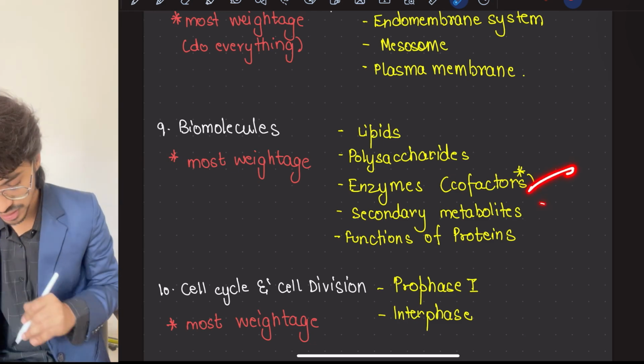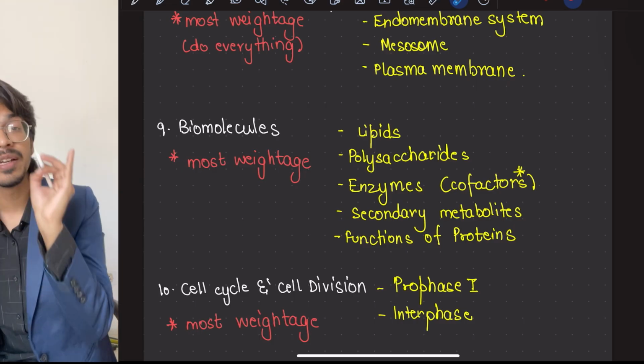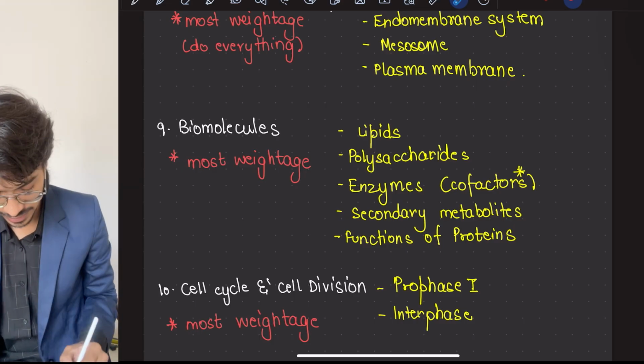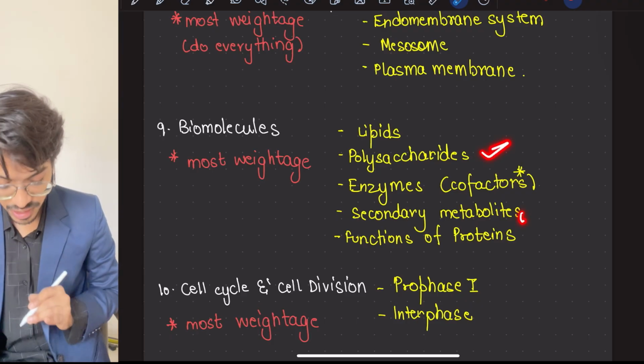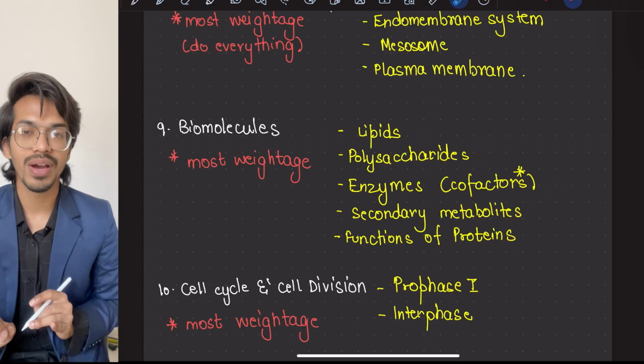So the cofactor topic, then the nomenclature topic, then the factors affecting enzyme action topic. These are the most important categories. Then polysaccharides, the secondary metabolites table, and the function of proteins table, which you have to study.